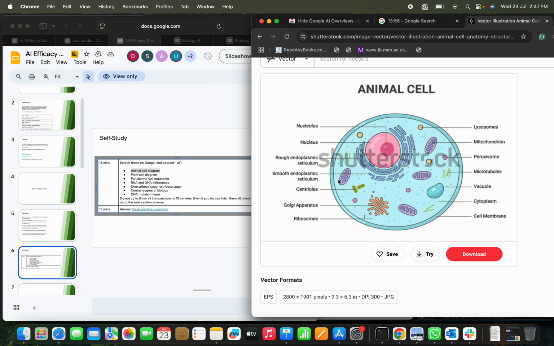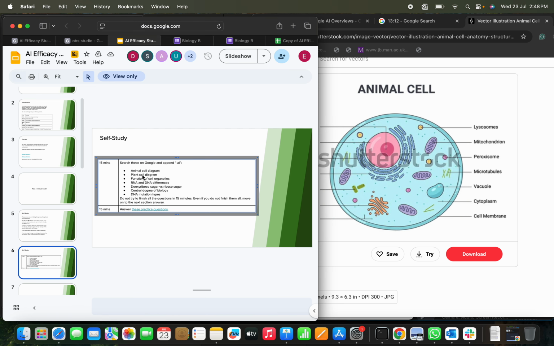The dots, smooth, centrioles, Golgi apparatus. The ribosomes. I know what ribosomes are, but I'm not remembering it. Lysosomes, mitochondria. I know that. Peroxisome, microtubules, cytoplasm, cell membrane. Alright, so let's compare this with the plant cell diagram.